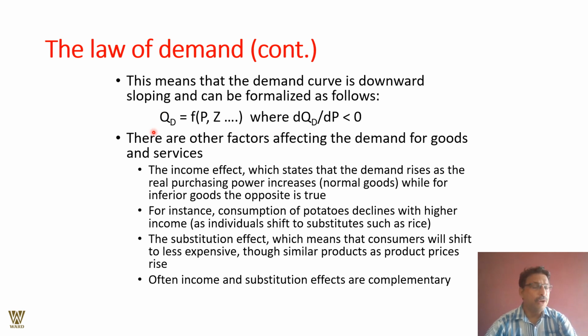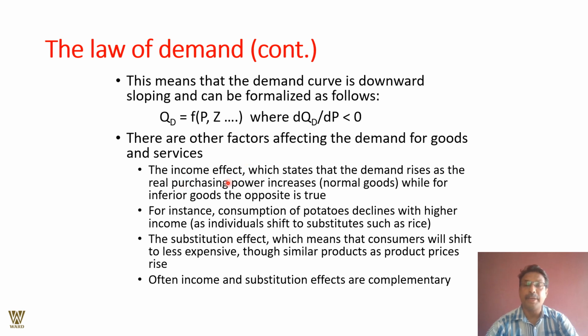Quantity demanded is a function of price and a function of availability of land. So the derivative dQ/dP, the change in quantity demanded with respect to price, should not be greater than zero. There are also other factors affecting the demand for goods and services.